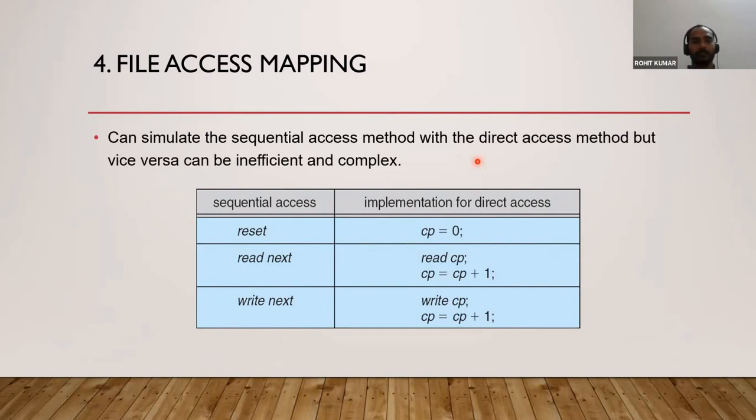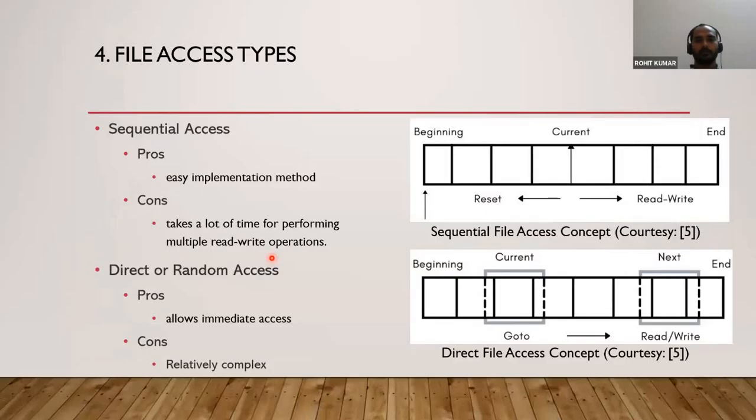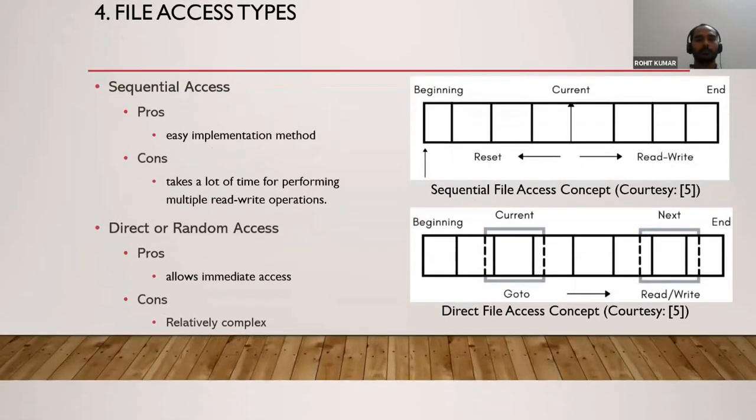Here you can see sequential access: reset, read or write. We saw in case of sequential, here you can see reset, read or write. Here it was the go to, because that is the only difference. So here you need to jump onto another location.